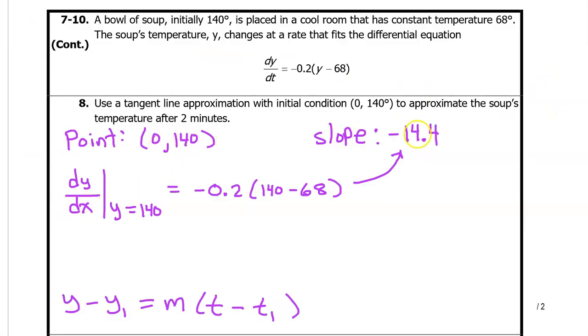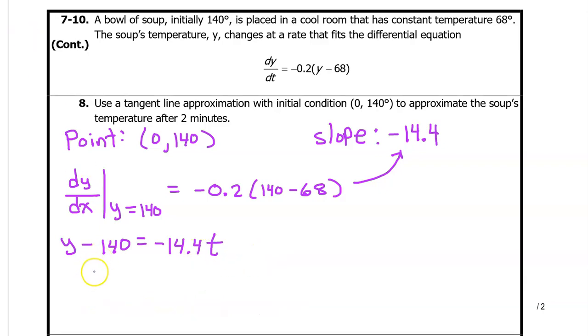Now that we have a point and the slope, we can write the equation of the tangent line. It goes y minus y1 is equal to the slope times t minus t1. Well, t1 is just 0, which we don't really need to write. Adding 140 to both sides, we have y is equal to negative 14.4t plus 140.